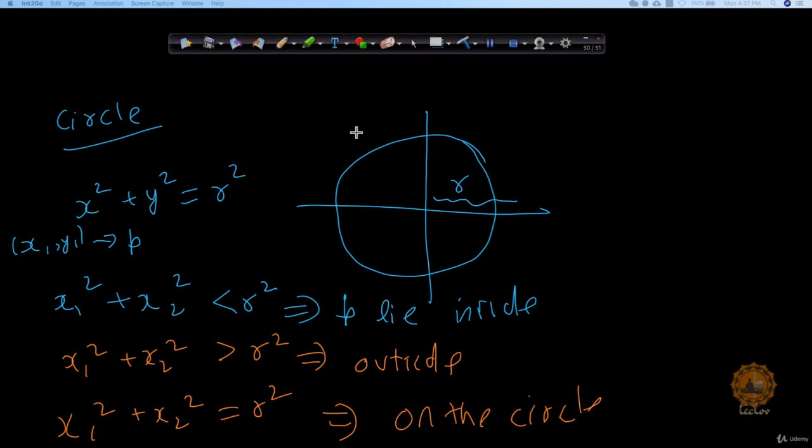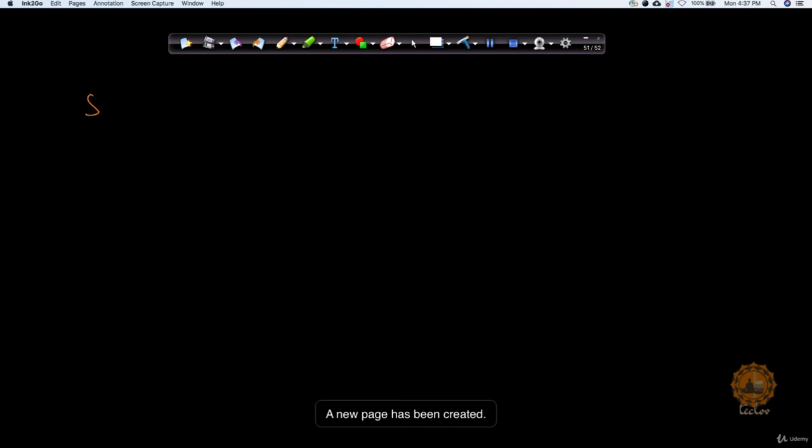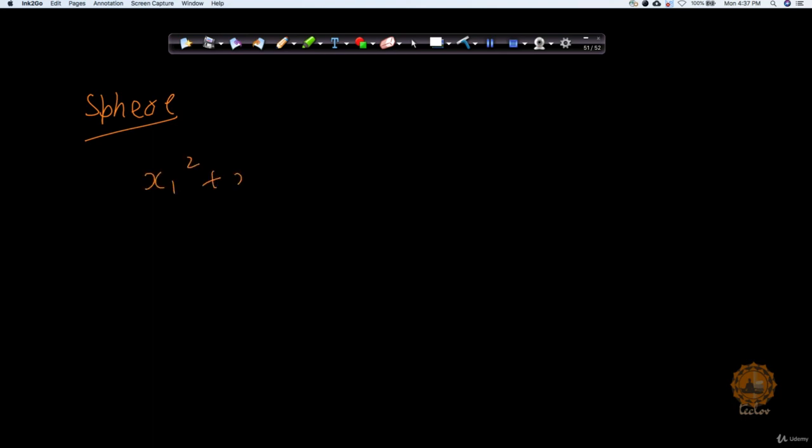Now if I have to extend the same thing to, let's say, a sphere, right? A sphere, you can think of it like a ball. Now I can easily extend it by stating that x1 square plus x2 square plus x3 square is equal to r square. Quite simple, right? You can see that I can even extend it to the ND plane if I want to. That's basically what I will call a hypersphere.